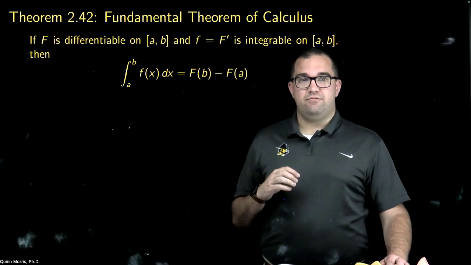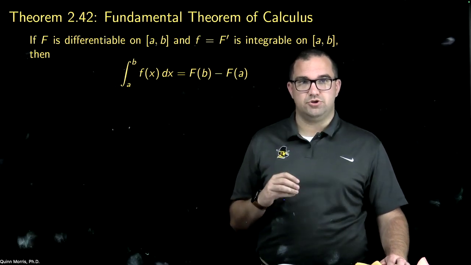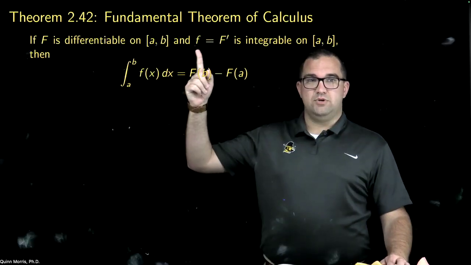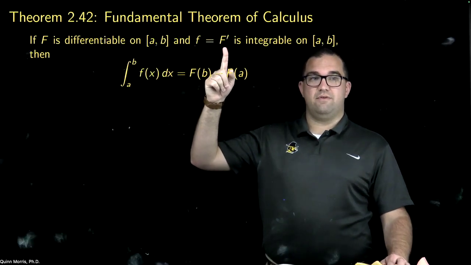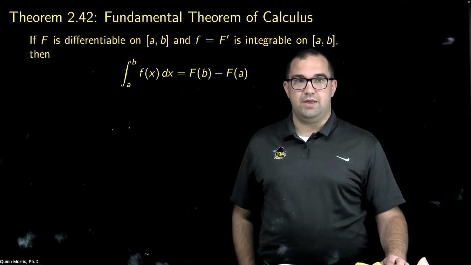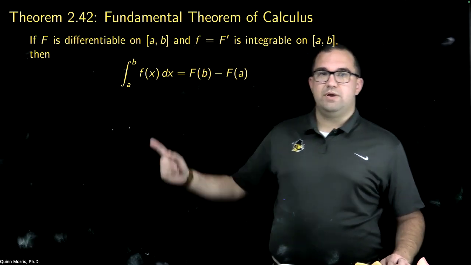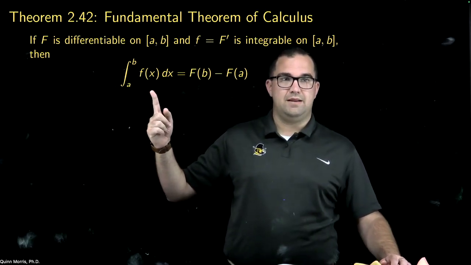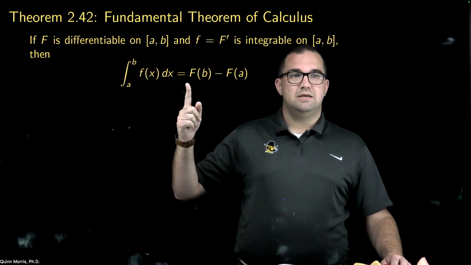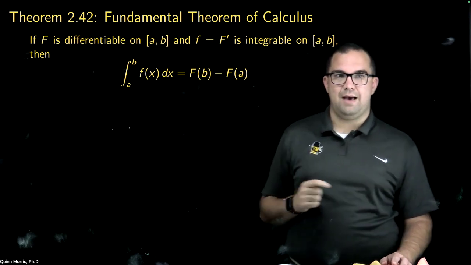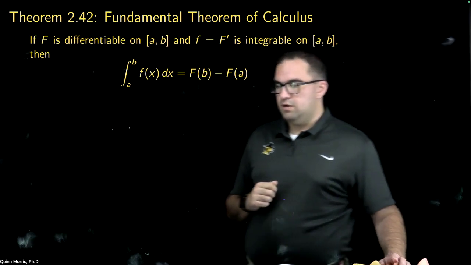If capital F is a differentiable function on the closed interval [a, b], and little f, which is defined to be the derivative of capital F, is integrable on the closed interval [a, b], then we can express the Riemann integral of f from a to b as the difference capital F of b minus capital F of a.